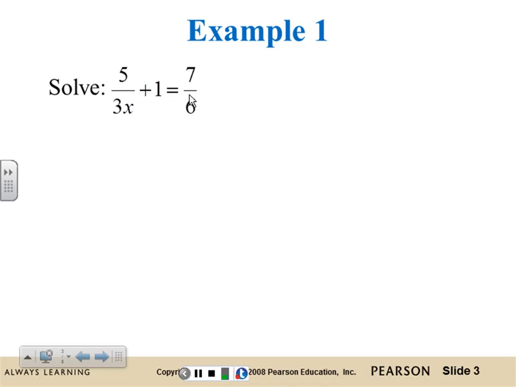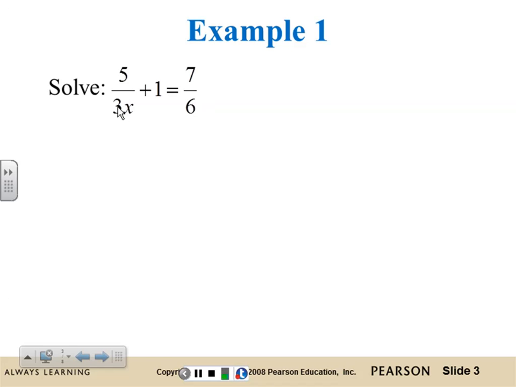So here we have an equation. I know it's an equation because of an equal sign, and this equation has fractions in it. We've learned earlier that anytime you have an equation that has fractions in it, the first thing you want to do is get rid of those fractions. And the way you do that is you multiply every term by the least common denominator.